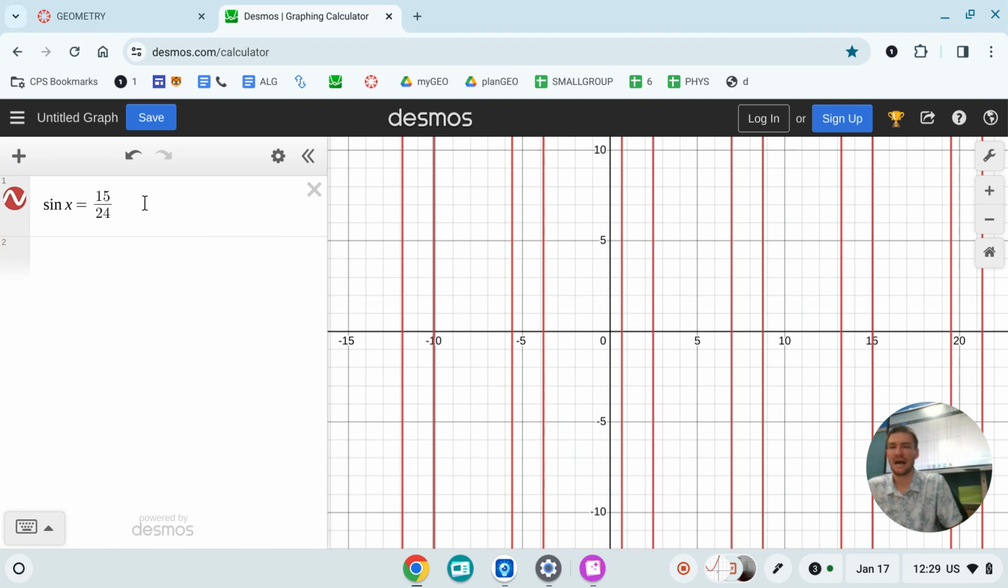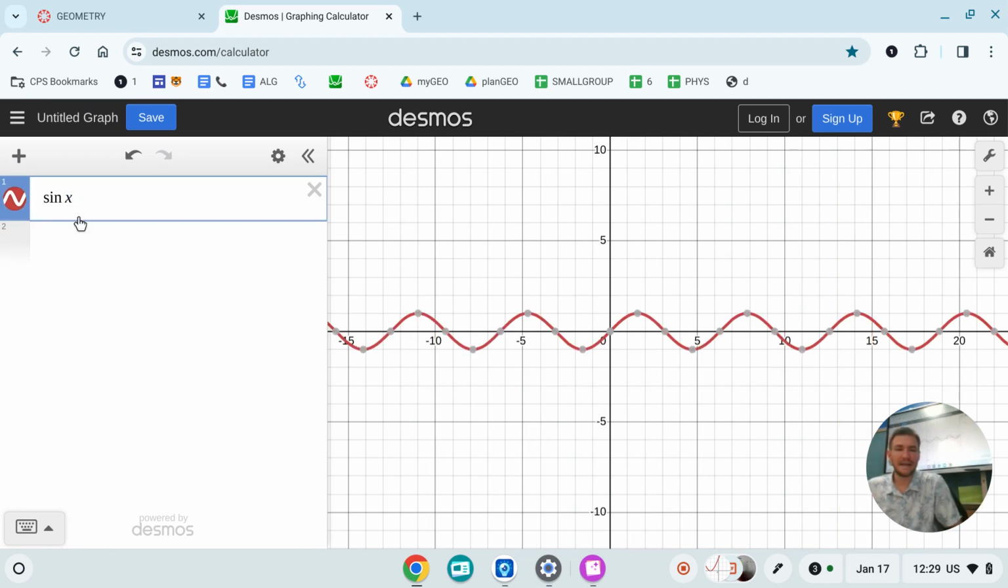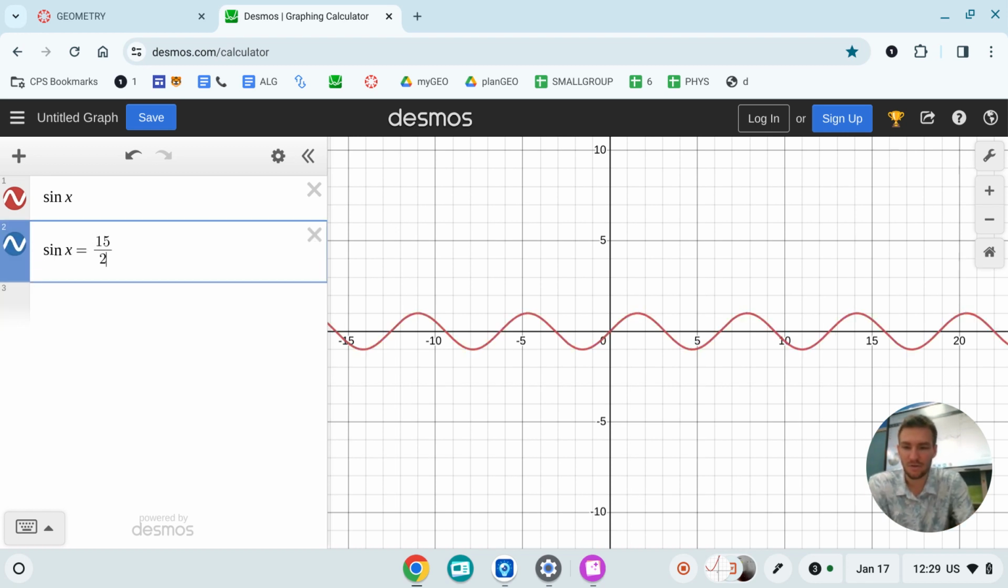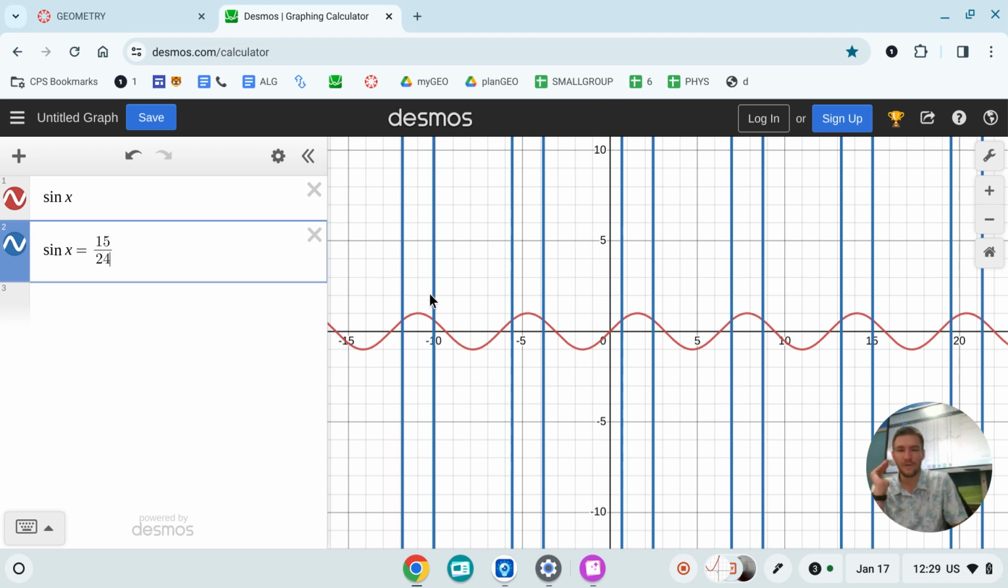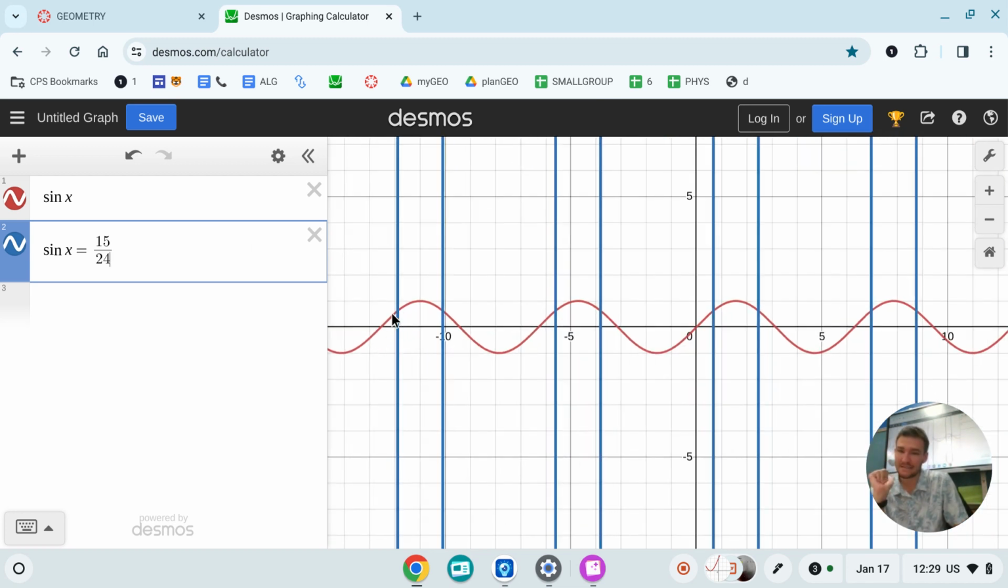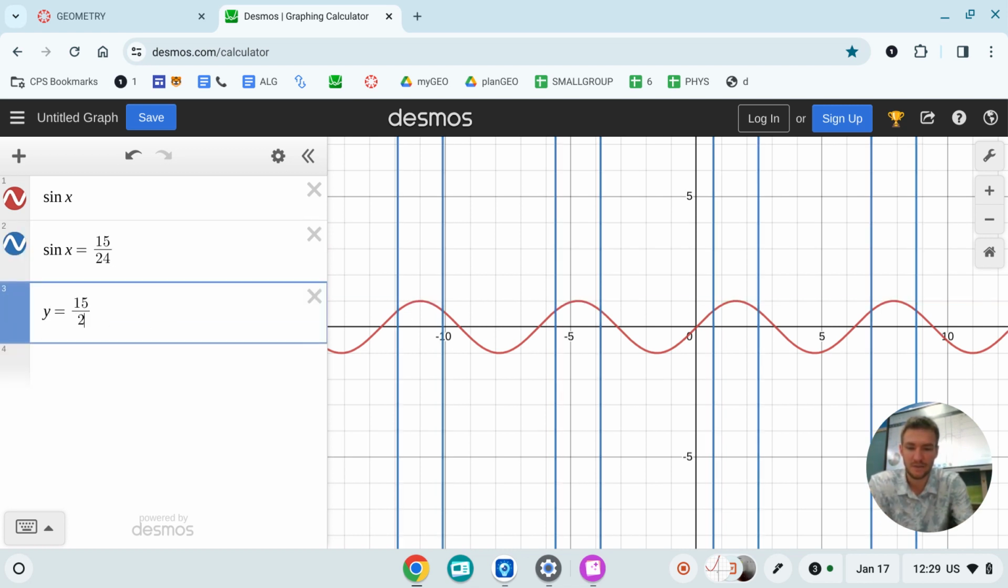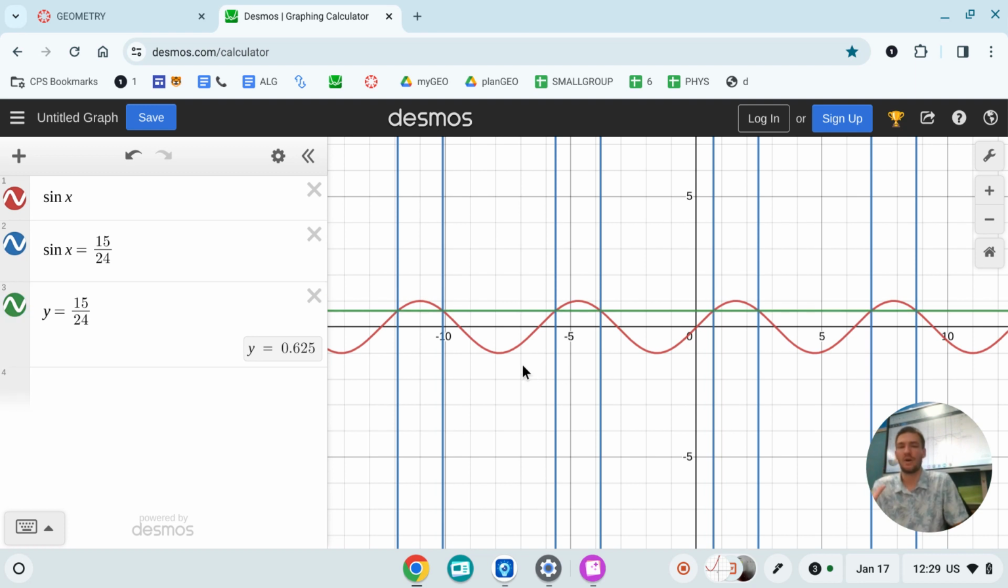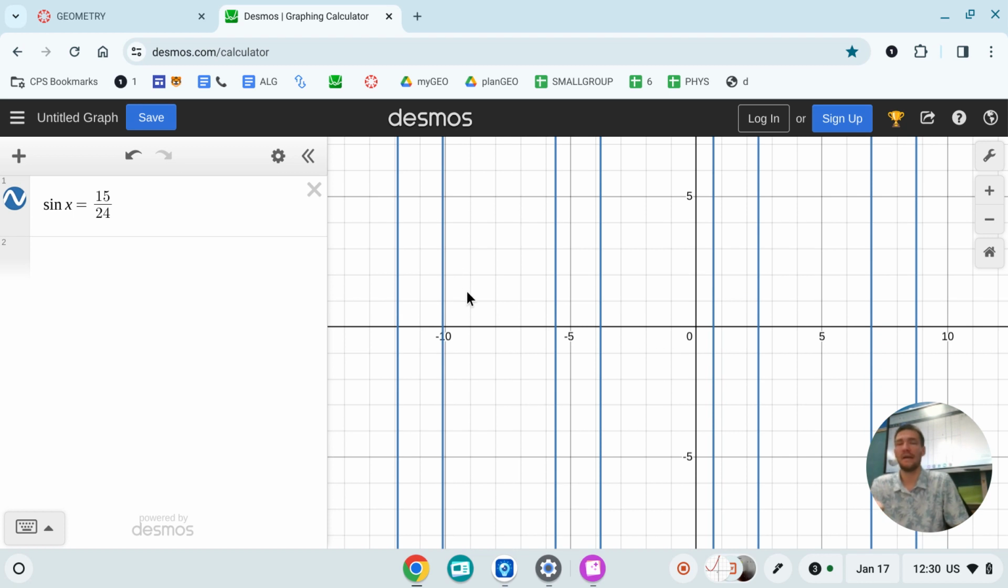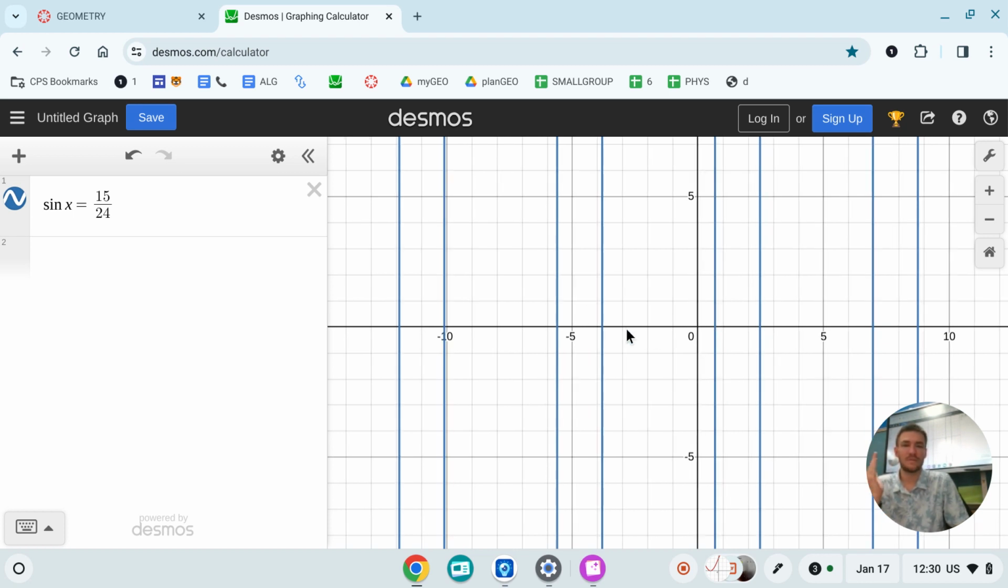The way that the sine graph looks, sine is a graph that looks like this, and so it's very repetitive. It happens over and over and over again forever. And so what we're seeing, sine x equals 15 over 24, is all the places where this red graph gets just exactly to 15 over 24, right? If I do this, y equals 15 over 24. Now, this is thinking way too hard about it, okay? The bottom line is you got a whole lot of answers, okay? Which one are you going to choose? Which one are we going to work with?